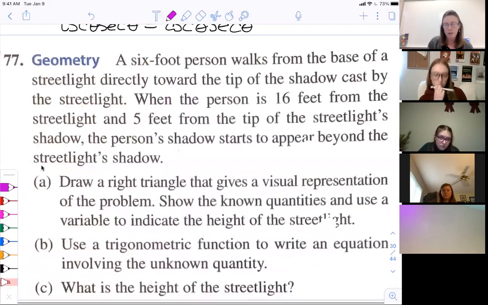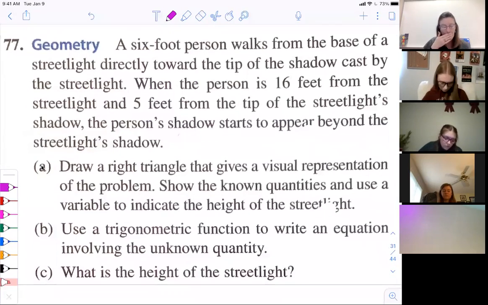The other problem that was on the homework questions form, it says geometry here, so this is question 77. This is one of the 2 problems where you had to draw your own diagram. So for the last 2, 77 and 78, you had to draw your own picture, where the other ones were given for you.